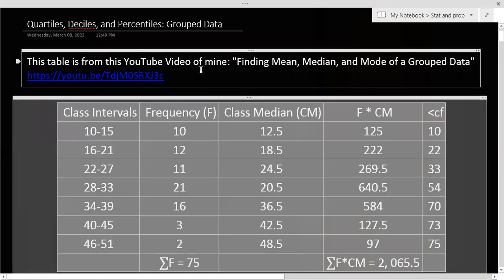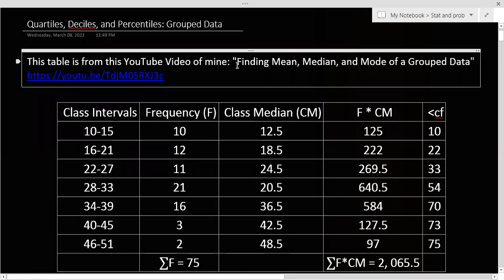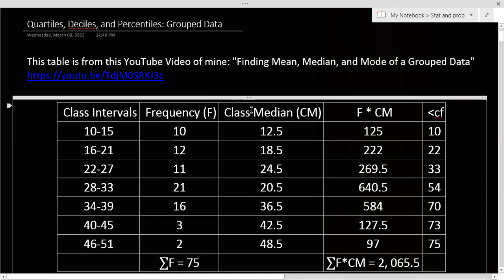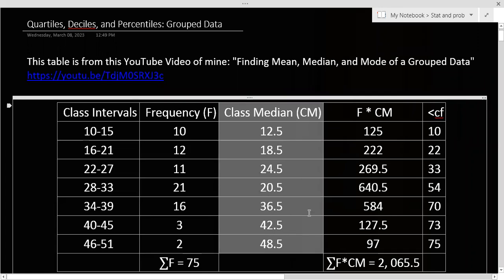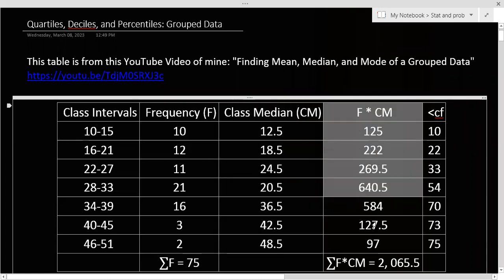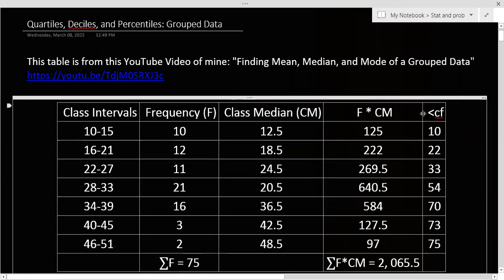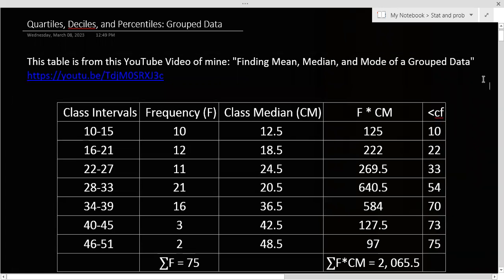Itong table na to ay galing sa YouTube video na ginawa ko noon, which is finding mean, median, and mode of a group data. Alright? So that means itong table na to started from having a class interval and frequency. Okay? Then merong karugtong na class median, column ng frequency times the class median, and last but not the least, the cumulative frequency.